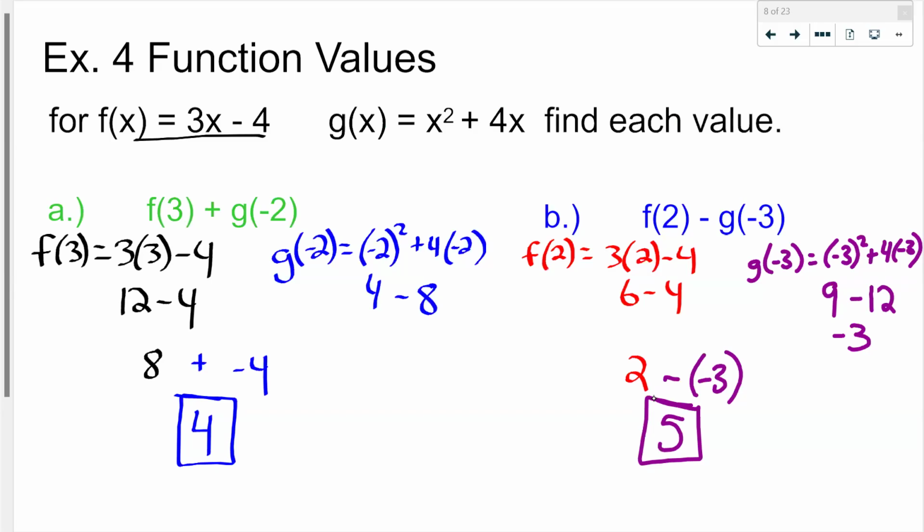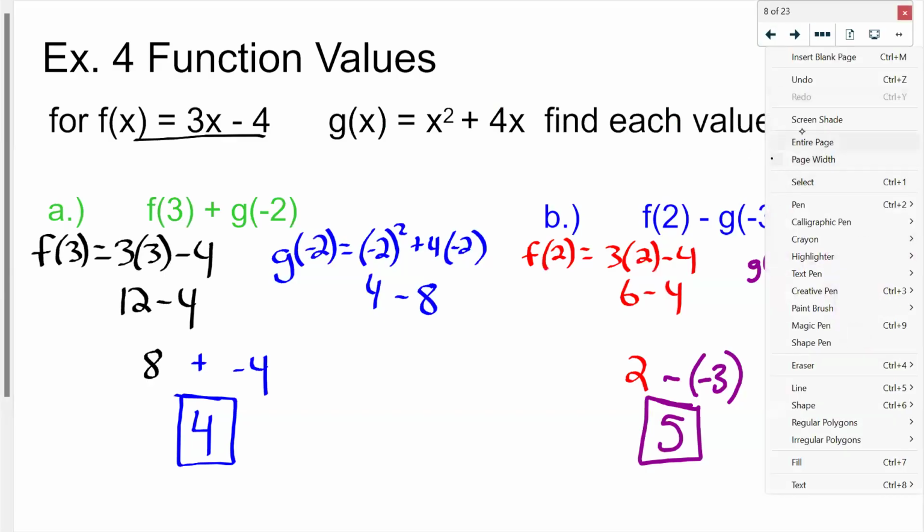So when you have two different functions being added or subtracted together, solve one function, solve the other function, then perform the operation that's between them. I want to add a blank screen, so I want to show you guys something. Let's go with insert blank screen.